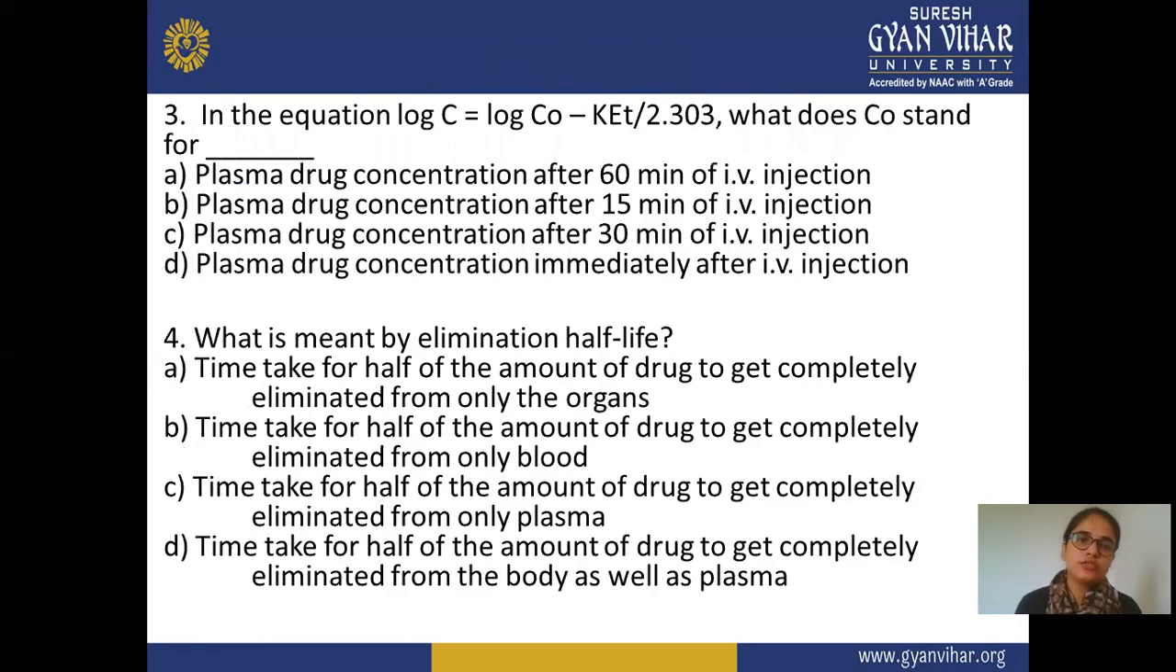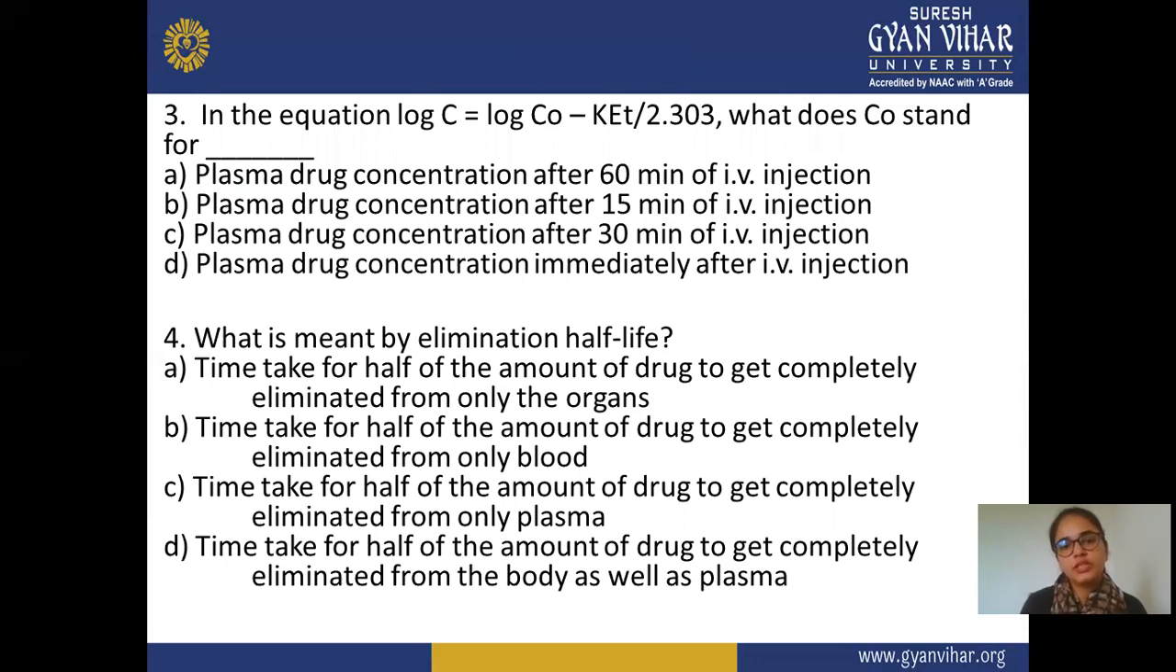And the next, in the third question, in the equation log C equals log C0 minus Ket divided by 2.303, what does C0 stand for? A is plasma drug concentration after 30 minutes of IV injection. B is plasma drug concentration after 15 minutes of IV injection. C is plasma drug concentration after 30 minutes of IV injection. And D is plasma drug concentration immediately after IV injection.